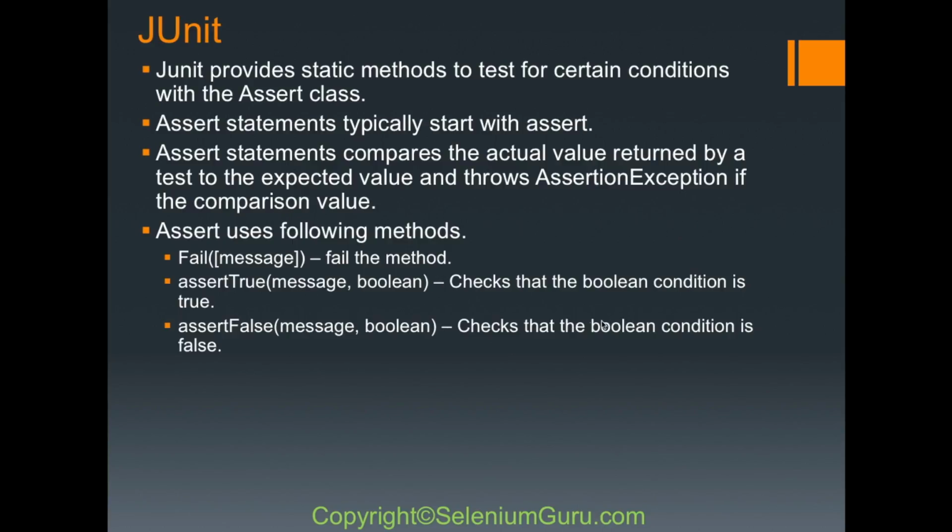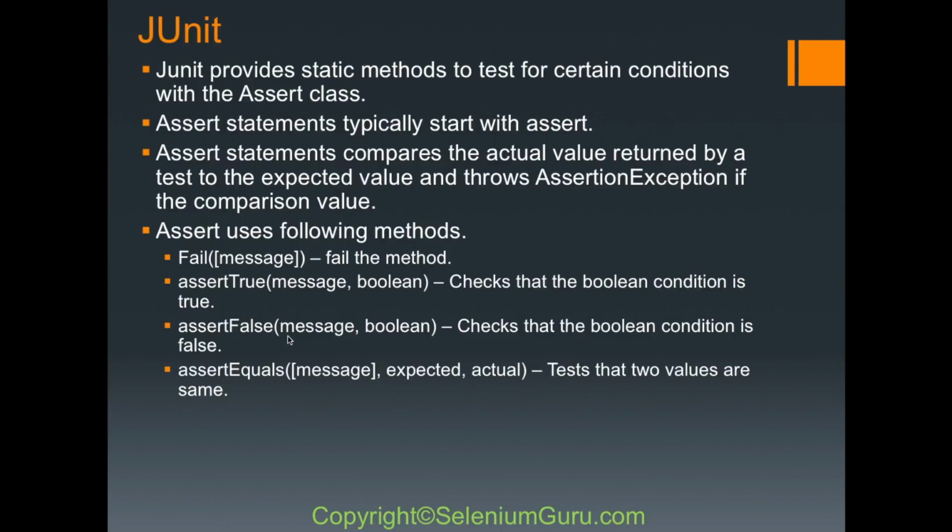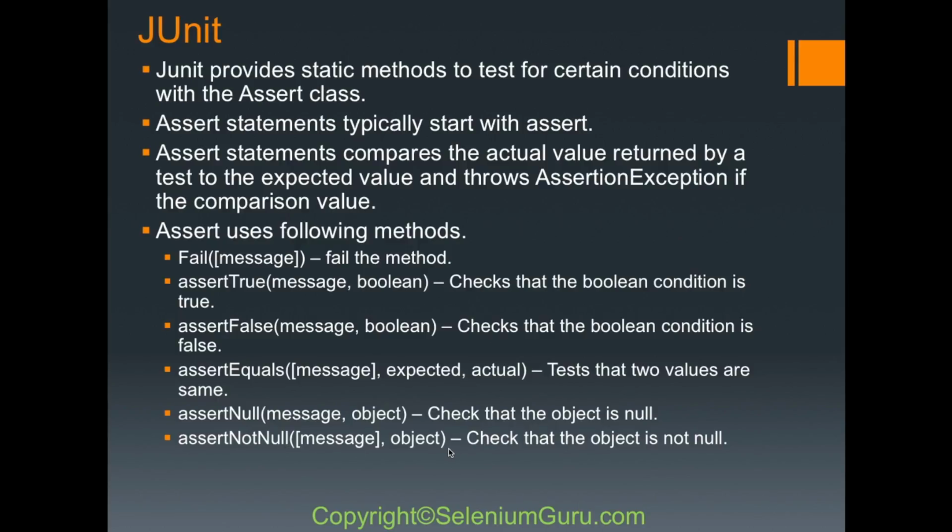AssertFalse: here you check that the boolean condition is false. AssertEquals: here you compare the expected and the actual. This message is optional. Same thing with assertTrue and assertFalse. If you want to throw a message, whether it fails or passes, you can insert it here as well. So here I'm saying assertEquals, message is optional, then expected and actual. It tests that two values are equal. So with assertEquals, you're comparing two values. AssertFalse, you're making sure it returns false. AssertTrue, you're making sure it returns true. AssertNull, you're checking if the object is null. AssertNotNull, you're checking the object is not null.